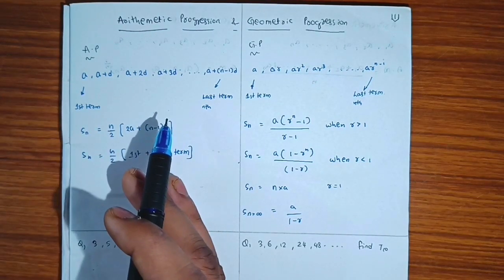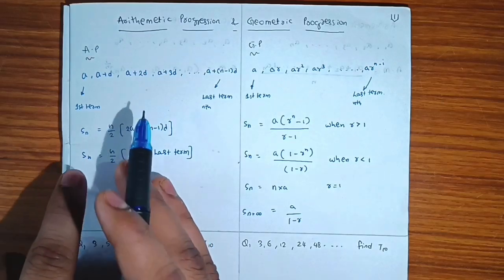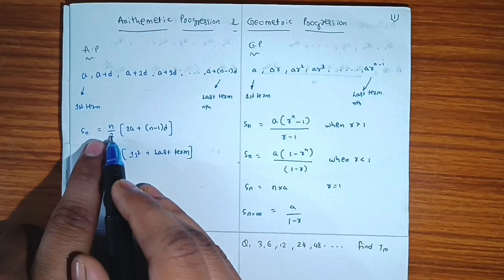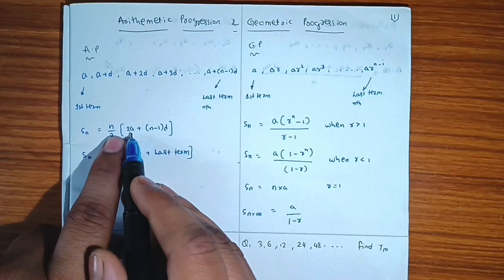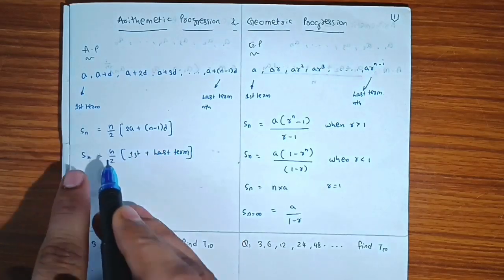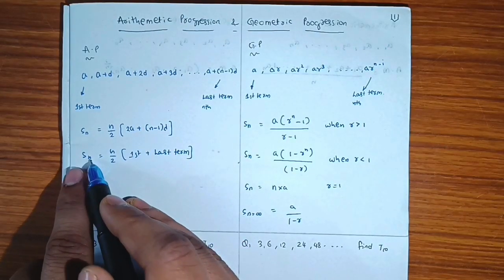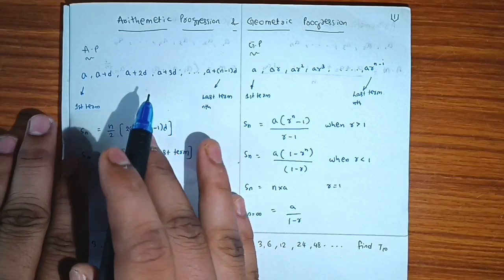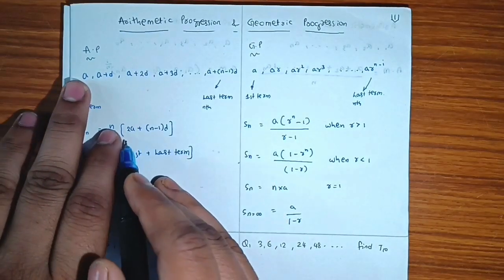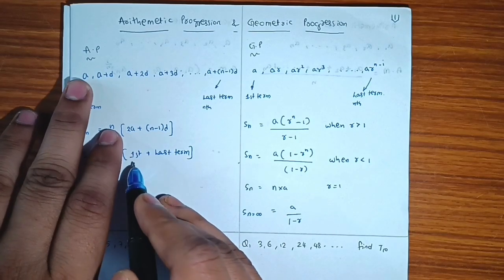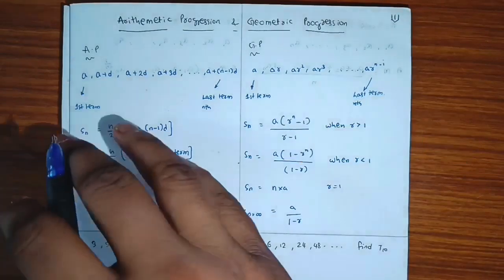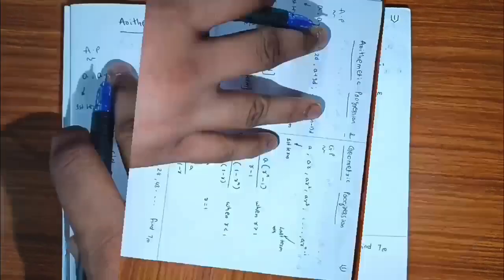Now to find the sum of the series, you need to use this formula: n by 2 times the bracket 2a plus (n minus 1)d. Or you can take the sum of these terms as n by 2 times the first term plus the last term, where a is the first term and a plus (n minus 1)d is the last term. So this is all about the basics of arithmetic progression.